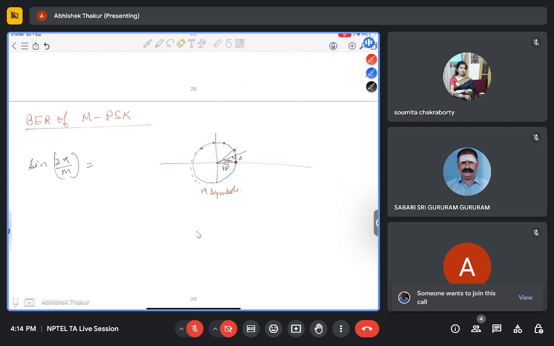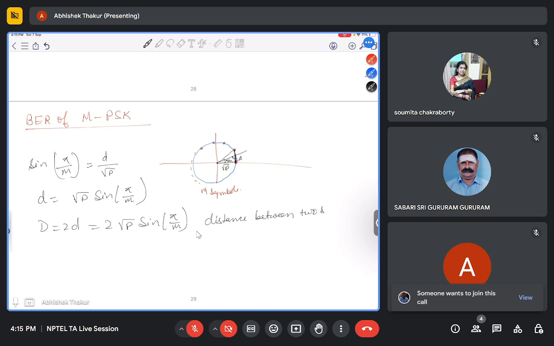So sine pi by M is equal to perpendicular by hypotenuse, so D by root P. So D is equal to root P times sine of pi by M. Now this complete value will be 2 times D, 2 root P sine of pi by M. So this is the distance between two symbols in MPSK.